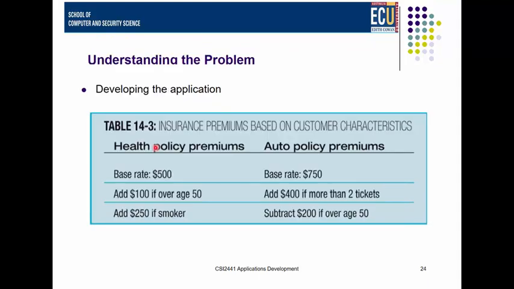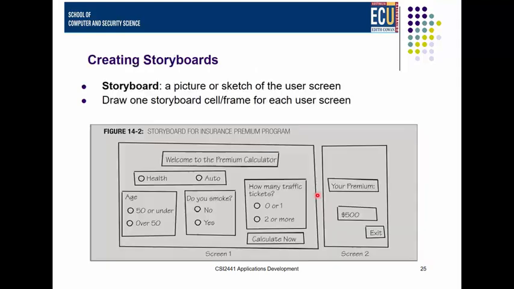So let's look at those steps using an example. This is the application we want to build. This is basically about policy premiums. We have two categories: health policy premiums and auto policy premiums. Okay, and this is some further information that our application will take into consideration. So storyboard. For example, you can see an example over this. You can think of mock-up screens.